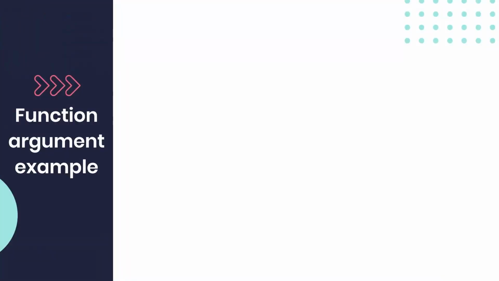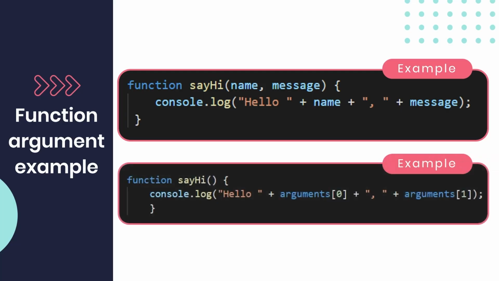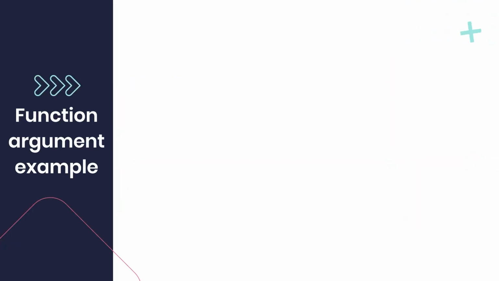In the following example, the sayHi function's first argument is named name. The same value can be accessed by referencing arguments[0]. Therefore, the function can be rewritten without naming the arguments explicitly, like this. Developers have the freedom to let functions accept any number of arguments and behave appropriately.